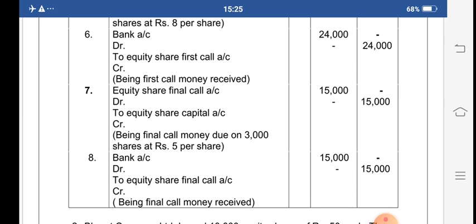It's very easy, but you should know which entries we have to pass for the application purpose, which entries for the allotment purpose, and which for the calls, whether the first call, the second call, or the final call. You should know how to pass these journal entries. In the last lecture we discussed this.